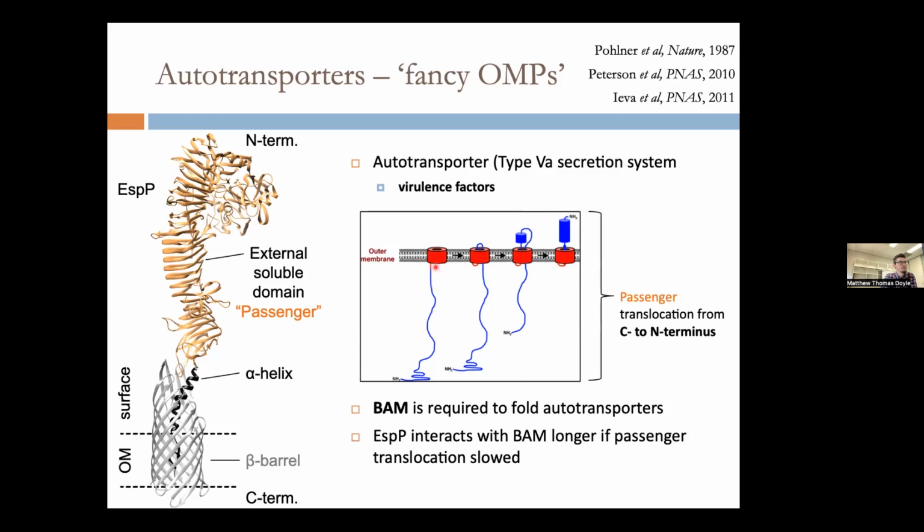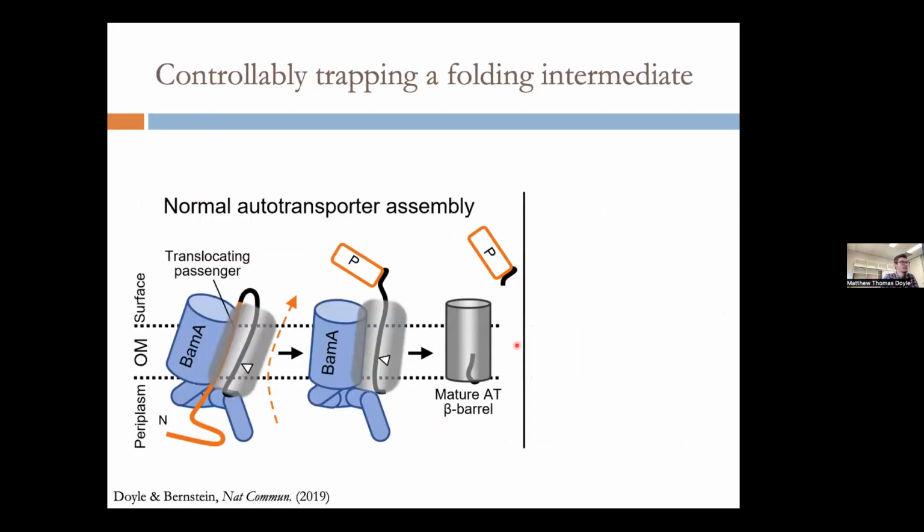Well, that's all well and good, but it's got a barrel. And what was subsequently shown is that BAM is required for the folding of the barrel. And secondly, we had very good evidence to show that if you somehow slow down the passenger translocation process, then BAM holds onto the autotransporter until that process is finished. So I took that knowledge to design something new.